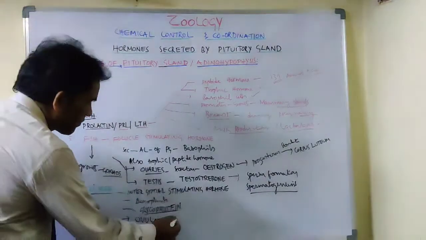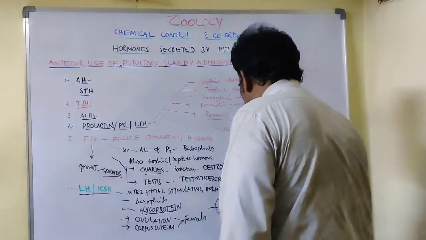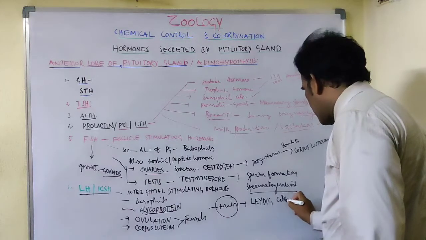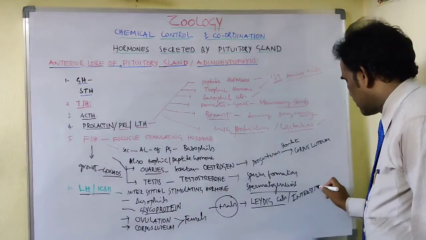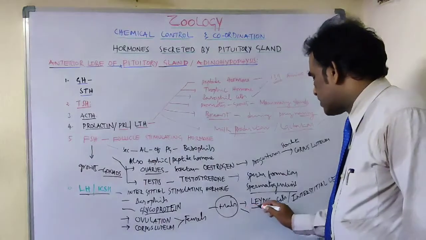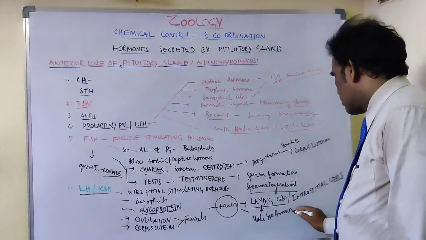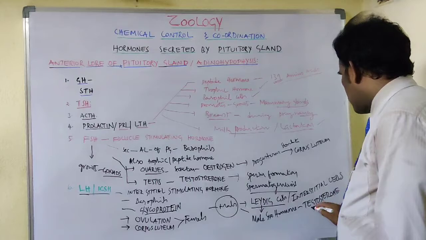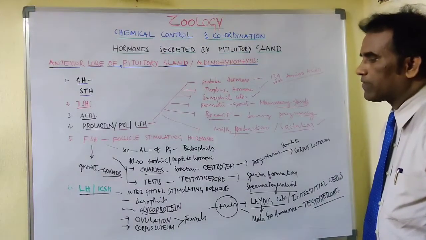And this is in the case of females. But in the case of males, this interstitial cell stimulating hormone stimulates Leydig cells, or interstitial cells. It is mainly concerned with the secretion of the male sex hormone called testosterone. This is mainly meant for the growth and development of male reproductive organs, genitalia, and development of secondary sexual characters.